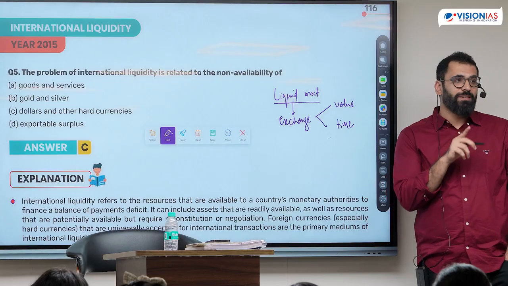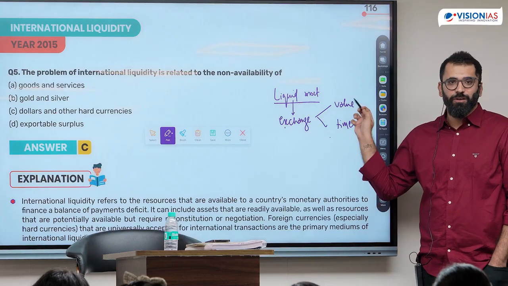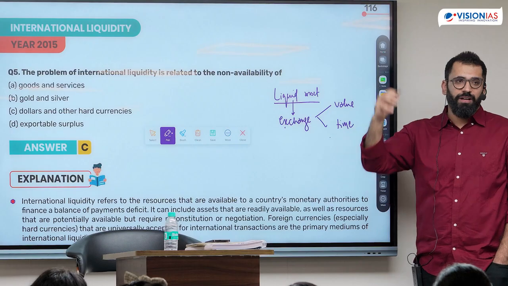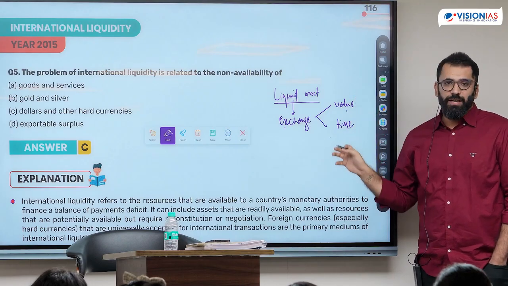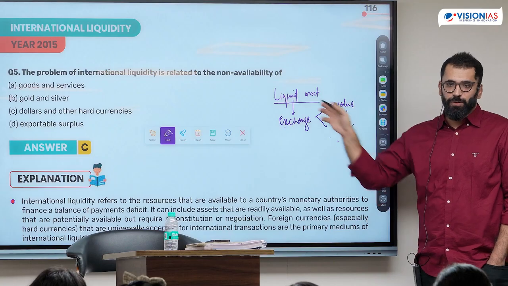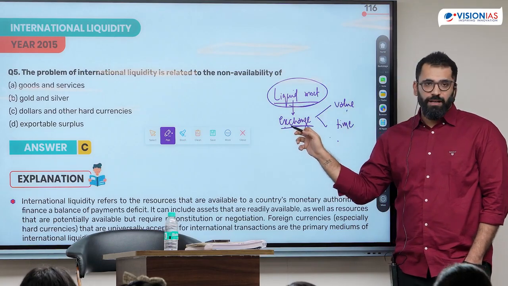This is why money is the most liquid asset of an economy, because cash can be used for exchange without loss of value and time. Gold, real estate, all of those are less liquid assets because either the value will erode or you'll take time to convert it. This is what is liquidity. Now, liquidity is to conduct exchange, right?